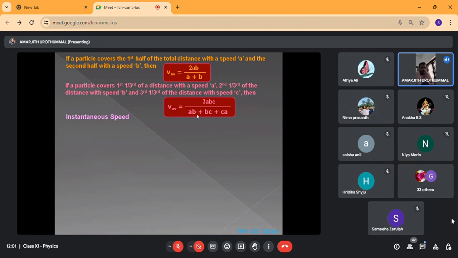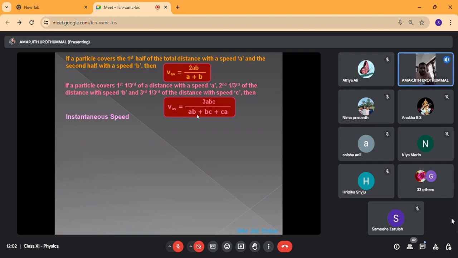Kasargod to Calicut I am traveling. So from Kasargod to Kannur, my speed is 80 km per hour. Clear? Listen carefully. Same speed I am traveling in a car. Don't ask me how you are able to travel with traffic jams and all that. I don't know. Okay, I can travel.